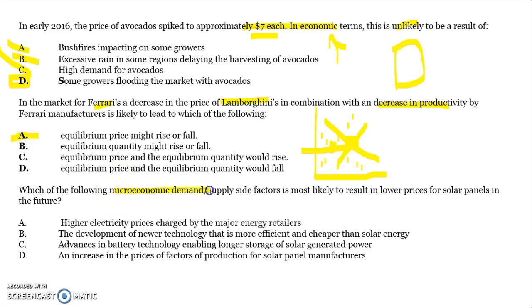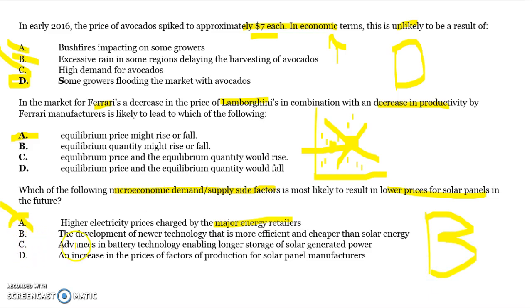Which of the following microeconomic demand or supply side factors would lead to a lower price for solar panels in the future? Higher electricity prices charged by the major energy retailers. Well, that would lead to more demand for solar panels, which would lead to a higher price of solar panels. It's not A. The development of newer technology that is more efficient and cheaper than solar energy, that would shift the demand curve to the left for solar energy, and therefore would lead to a lower price of solar panels. So that's the correct answer.